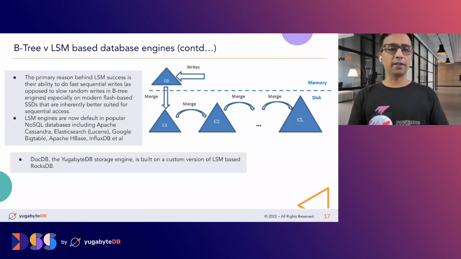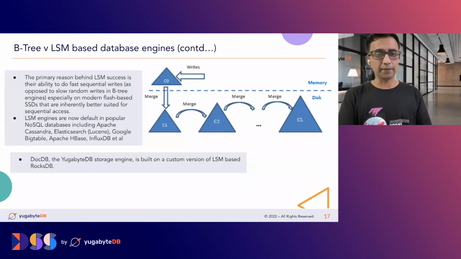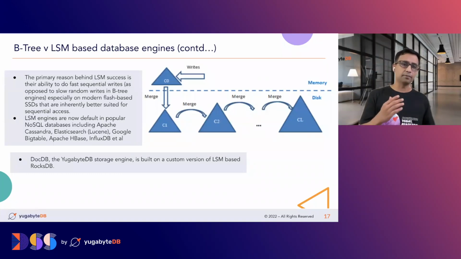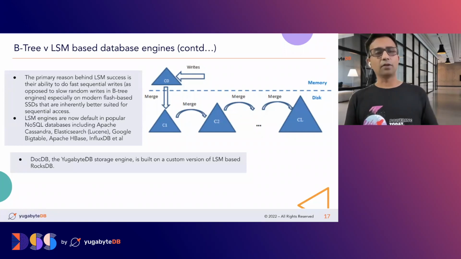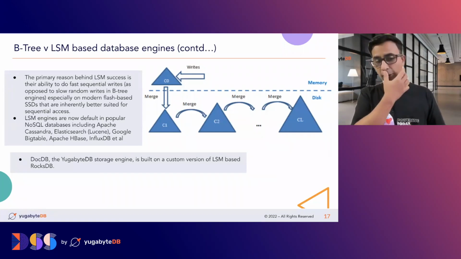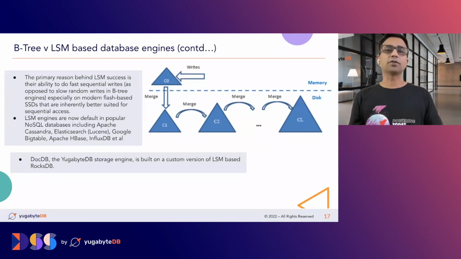Cassandra, HBase, and even Yugabyte use LSM-based database engines. And when it comes to Yugabyte, we use an optimized version of RocksDB, which is also LSM-based, and that's our storage engine.